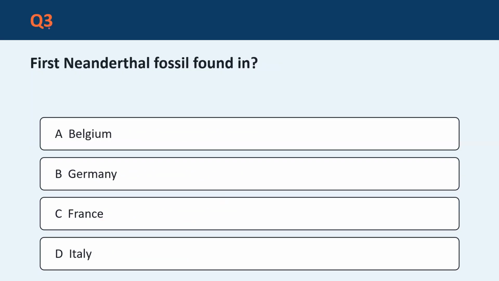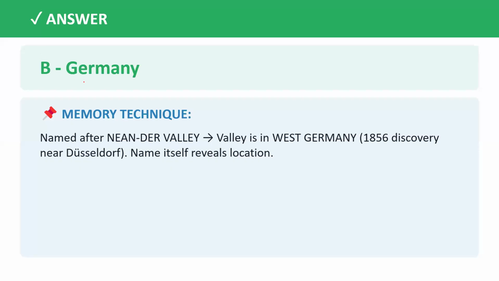The next question is, the first Neanderthal fossil was found in? The options are Belgium, Germany, France, and Italy. And the correct answer is Germany.